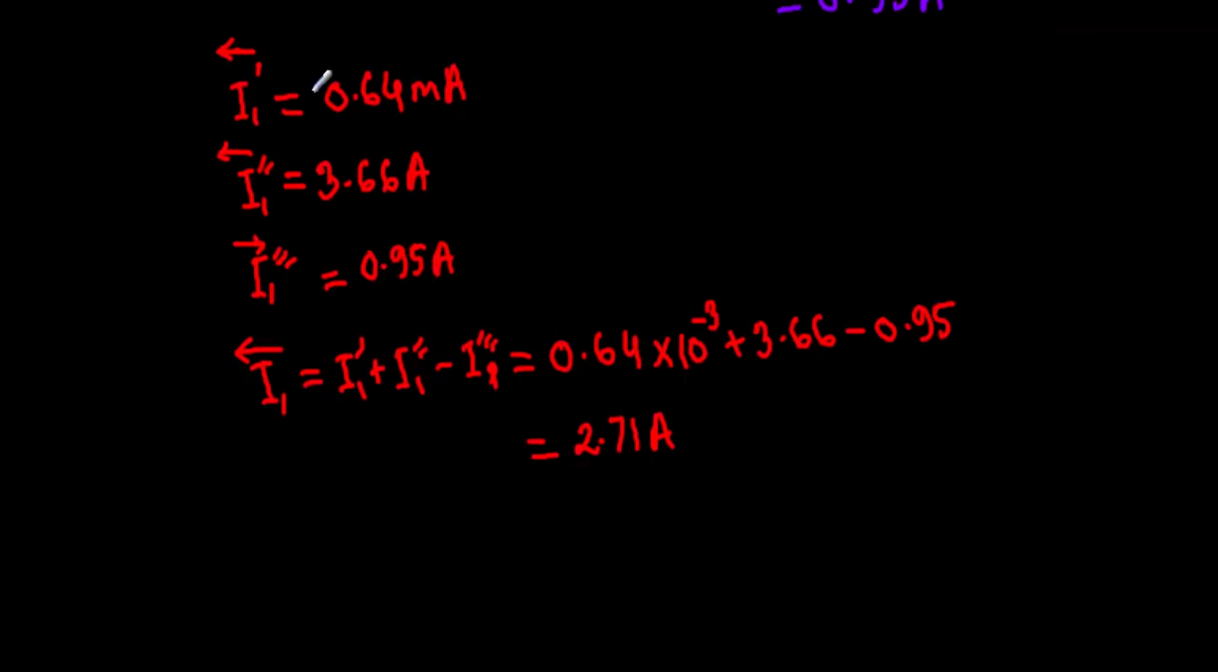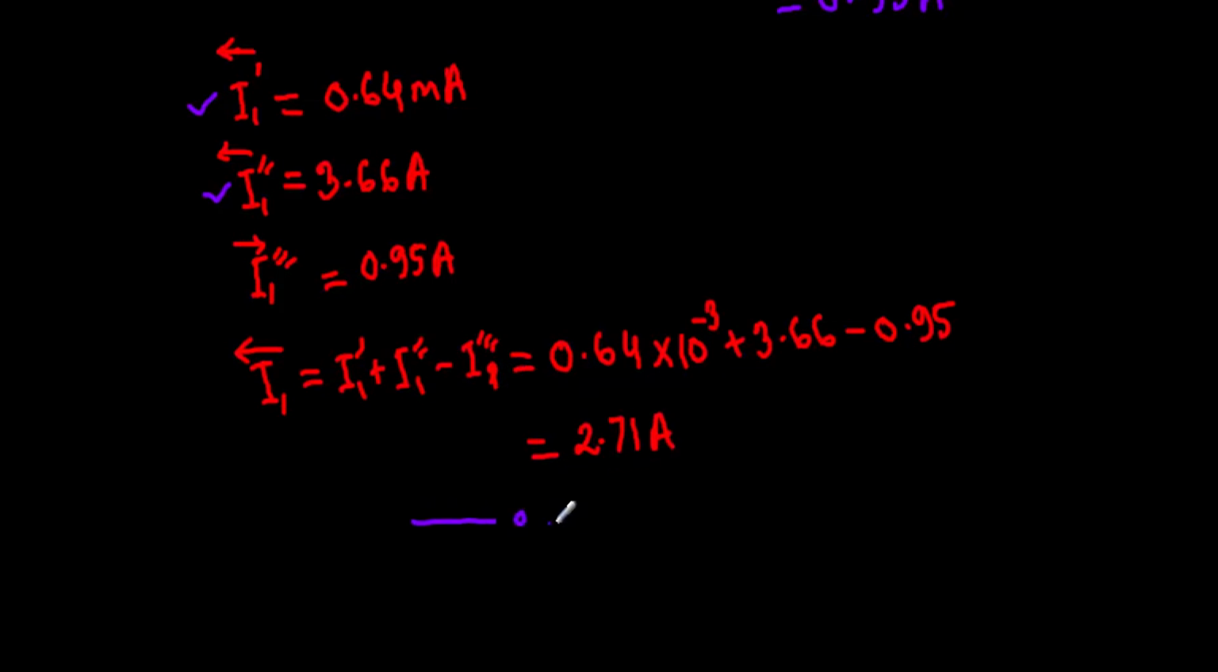Now we have calculated the value of I1 prime, which is flowing from right to left, I1 double prime from right to left, and I1 triple prime from left to right. That means I will add the currents with the same direction and subtract the current with the opposite direction. That means the total current I1 will be in the direction of the majority current. That means the summation of I1 prime and I1 double prime will be subtracted from I1 triple prime, which will give us a value of 2.71 ampere.